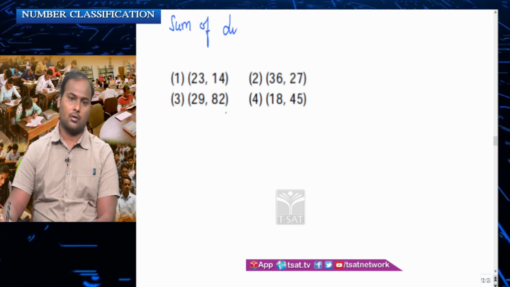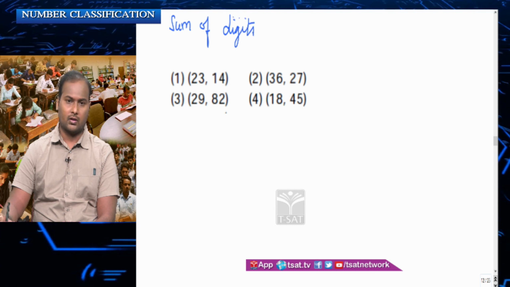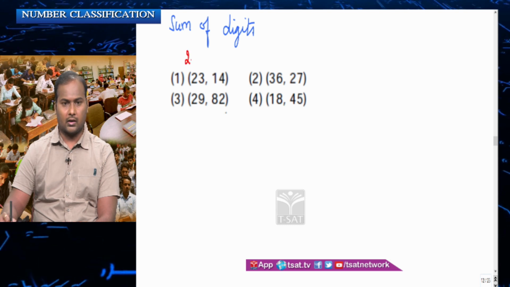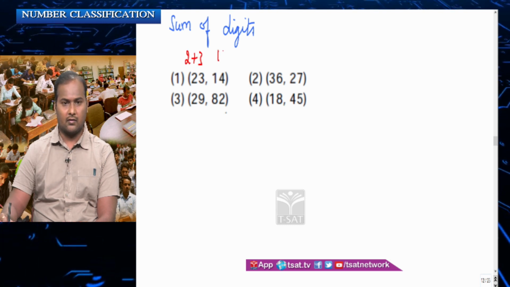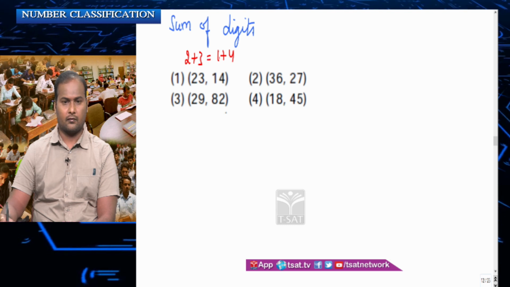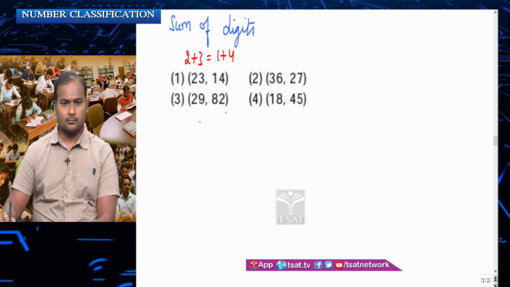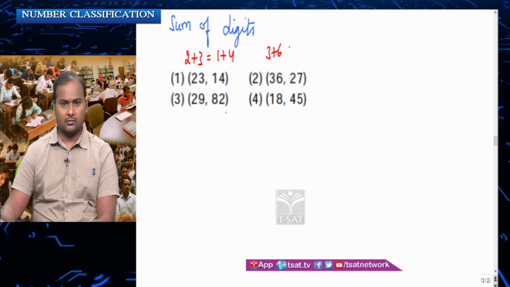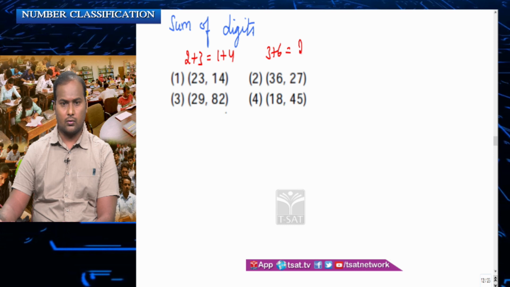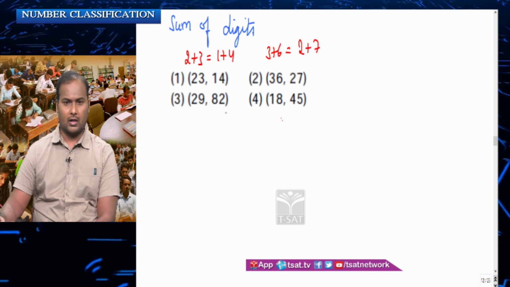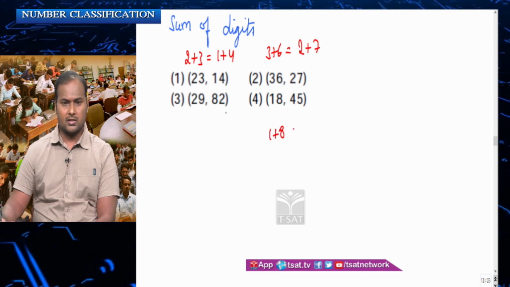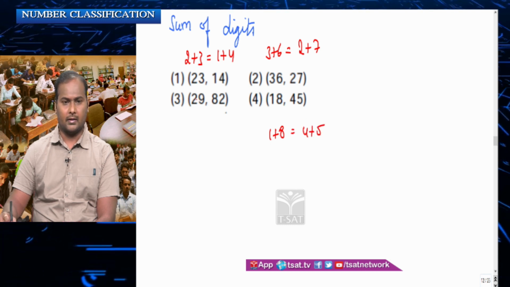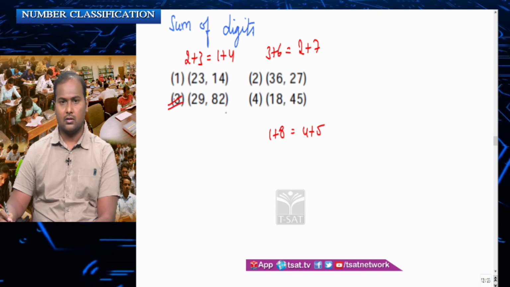Then we have to check the sum of digits. Now let's check with the sum of digits. 23, 14. So 23 I can write like 2 plus 3 is 5. In the same way, 1 plus 4 is also 5. In the same way, 3 plus 6, 9 is equal to 2 plus 7, also 9. In the same way, 1 plus 8 is also 9 and 4 plus 5 is also 9, but which is not possible with option 3.